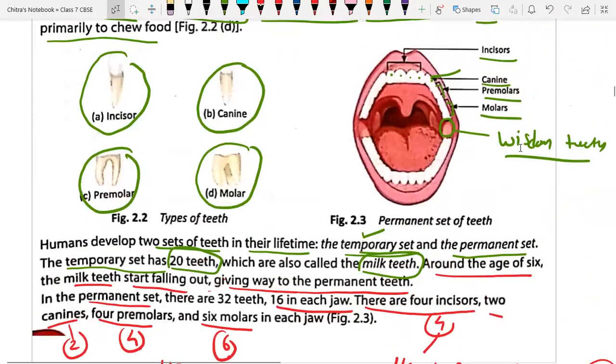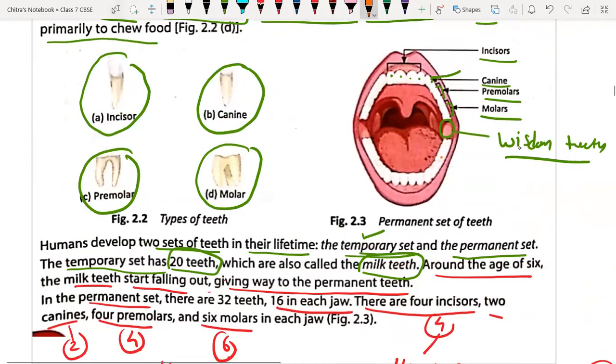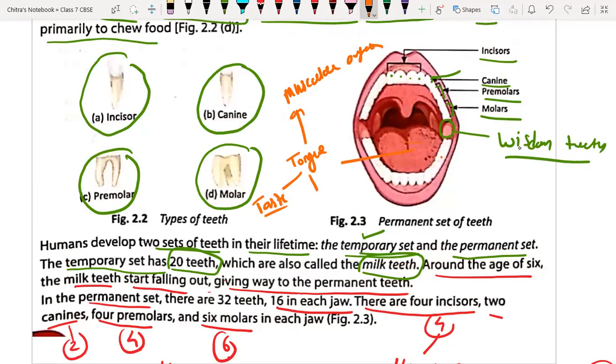So here we have the tongue. The tongue is nothing but a muscular organ, which is made up of different muscles and contains taste buds. What are the functions of the tongue? To taste the food, to mix the food with saliva, and to swallow the food.